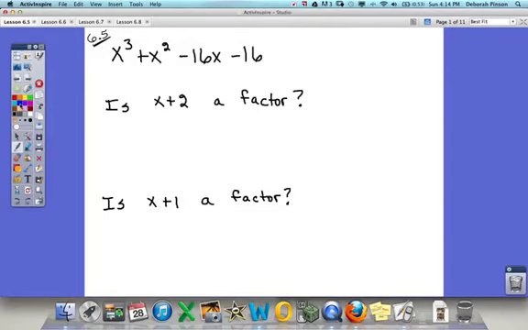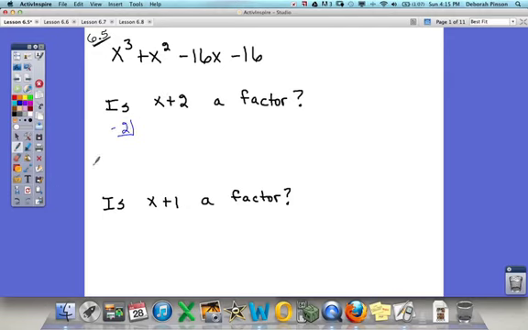Okay, so this first part here we've actually done before, but this is section 6.5. I'm giving you just a polynomial expression here, and I'm asking you if these two things are factors. First of all, is x plus 2 a factor? If it's a factor, then when I do synthetic division, I should get 0 as a remainder. So I'm going to set that equal to 0 and solve.